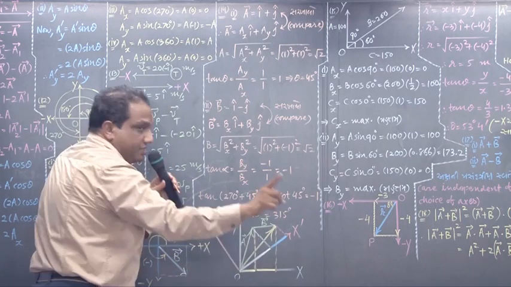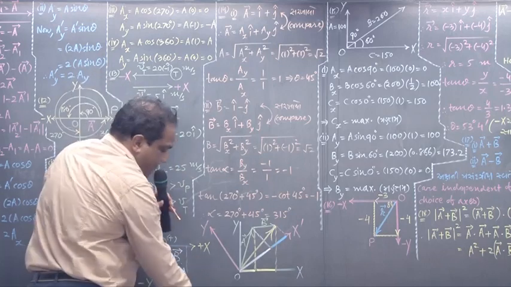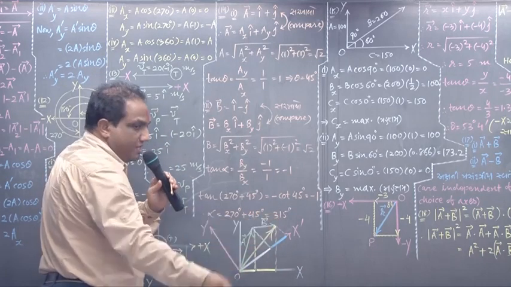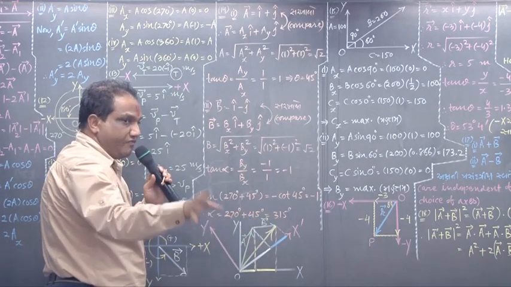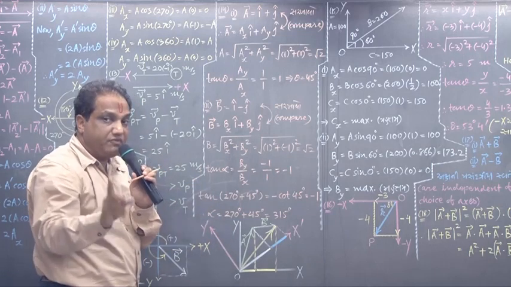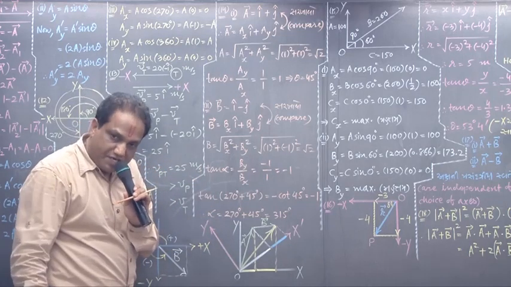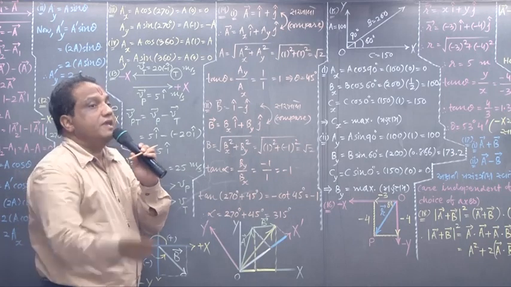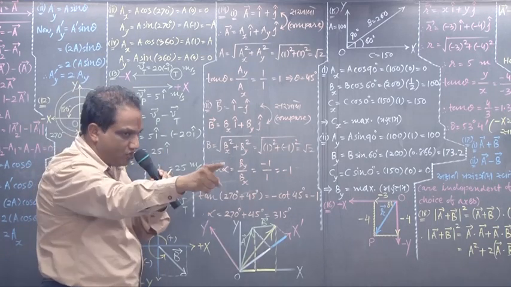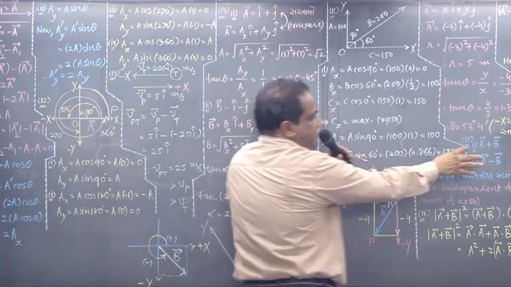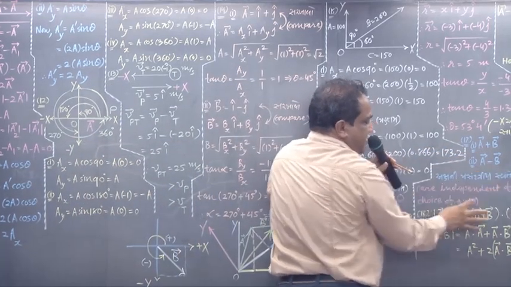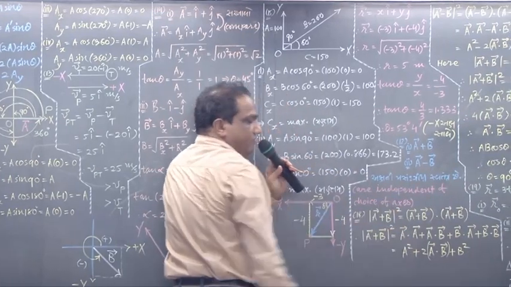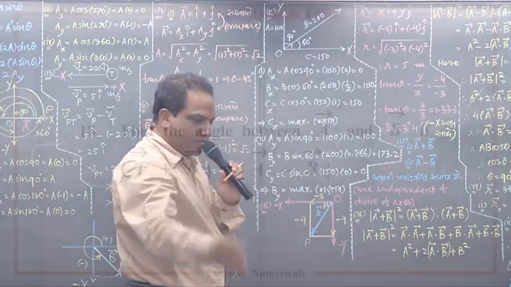These two lengths are not same. So if you change the coordinate axis, then summation or subtraction of x components or y components would change. Correct? Means AX plus BX depends on choice of axis, whereas vector A plus vector B or vector A minus vector B are independent of choice of axis. Got it? Next.